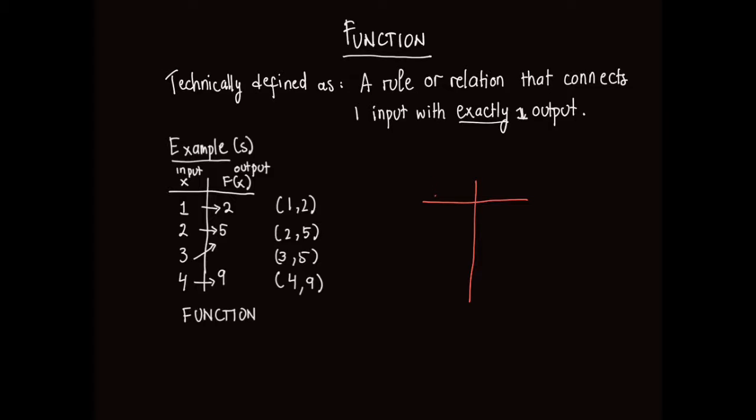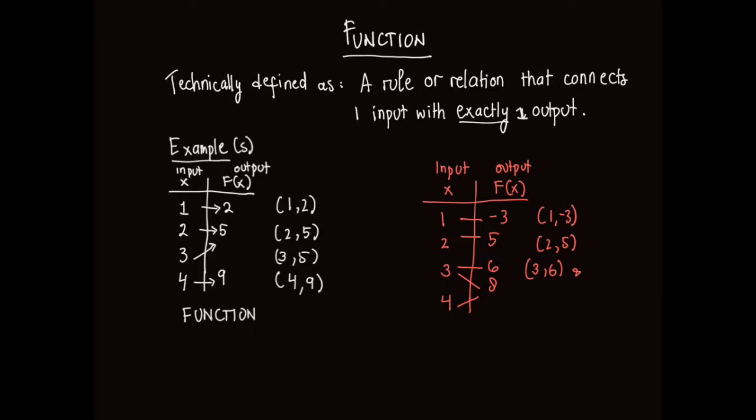Okay, so the second example here in red is the same thing, also an input and output table. But in this table, 3 is connected with 6, and then 3 is also connected with the output 8. 4 is connected with 8. 1 is connected with -3. And 2 is connected with 5 as an output.